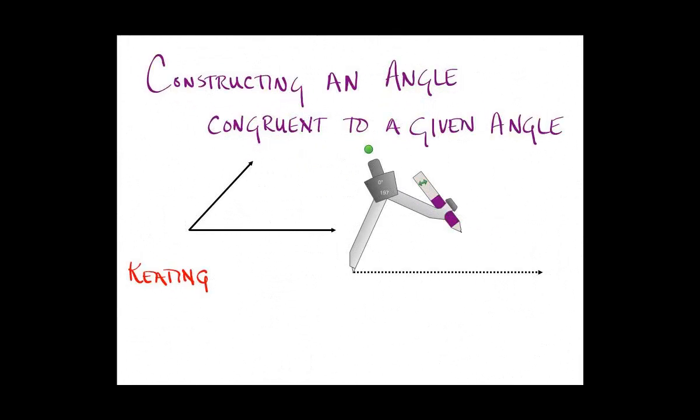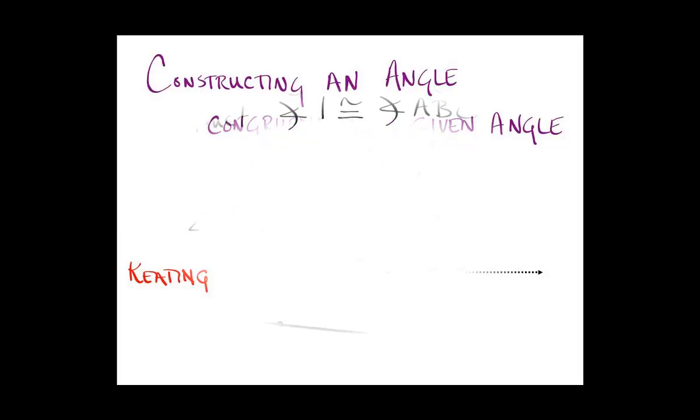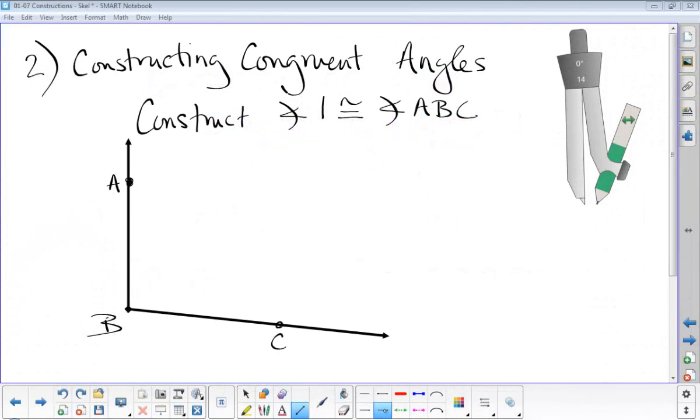The second construction we'll complete is the basic construction of taking an angle and constructing an angle congruent to a given angle. We start with angle ABC as shown in the diagram. Just like construction 1, we'll start off by drawing a ray with our straight edge.